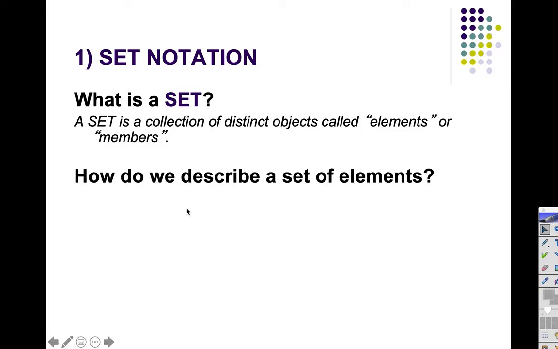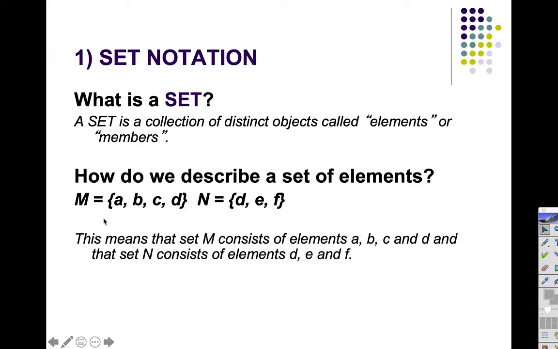Okay, so how do we describe a set of elements? This is typically what we look for. A set is going to have a title, and then it's going to have elements or members. A title is typically always a capital letter. Then you put set brackets, you put all of the members, and you close the set bracket. So this means the set M, that's the name of the set, consists of elements A, B, C, and D. These are the members of the set called elements. And then we have another set N that just has D, E, and F in it. And you can see there are fixed outcomes.